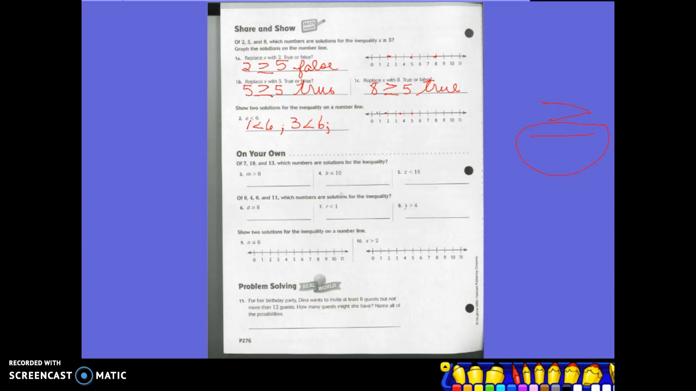Okay, so now the on your own. Anybody have any questions on this? And on 9 and 10, all you're going to do is put points on the number line. So n is less than or equal to 6. So you might choose 4 and then another point. So each of those number lines should have 2 things. All right. There you go.